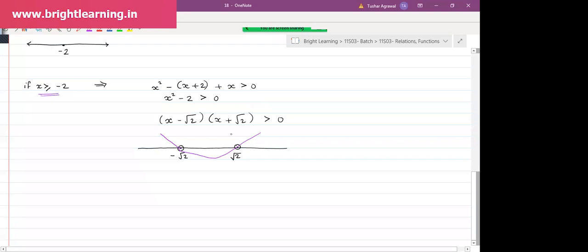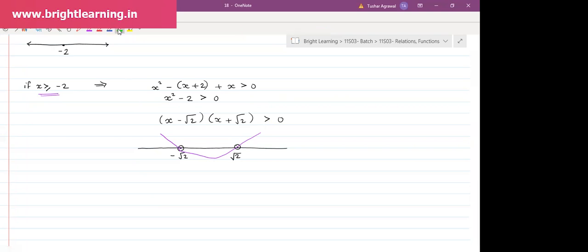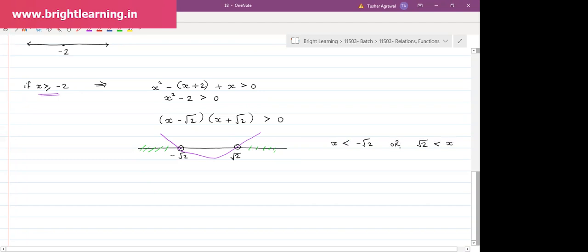So what is the first case answer? I want greater than 0, so the answer is these two intervals. So x should be less than negative of root 2 or it should be greater than root 2. But hold on, this is true only if the original condition is satisfied.